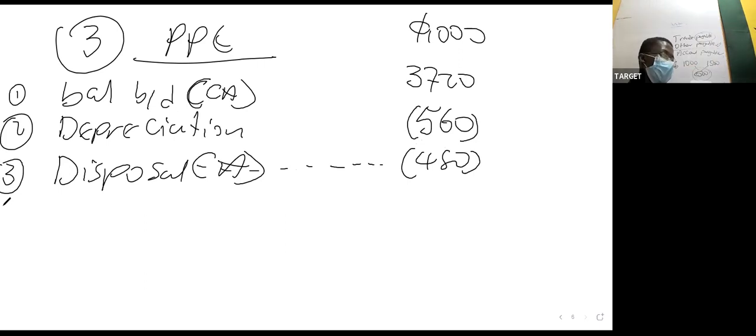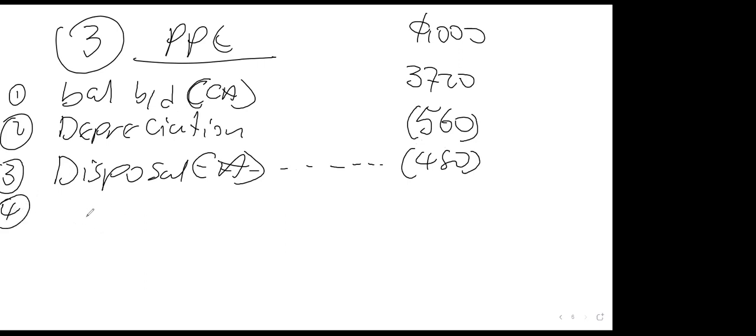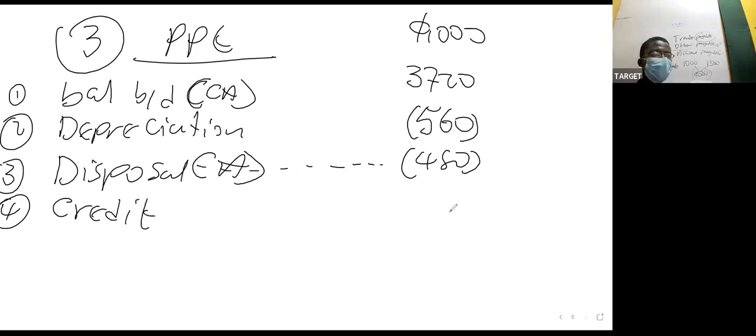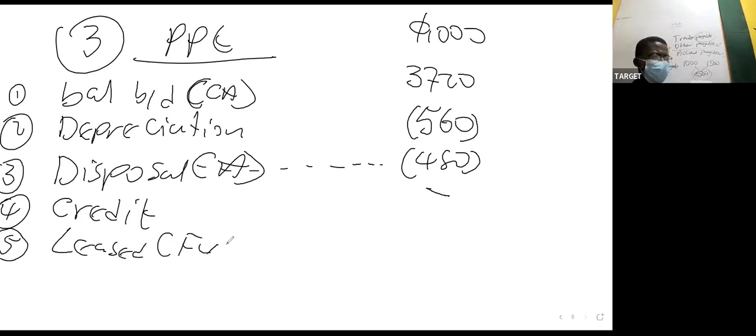Agreed. Item number 4. Acquisition of asset on credit. If you buy an asset on credit, we don't have some in this question. The mere fact that we don't have does not mean we cannot examine you. Let me put that here. Number 5. Check whether there has been a lease. Now you pick the fair value. Dash, we don't have some in this question. It does not mean that we cannot test you on that.